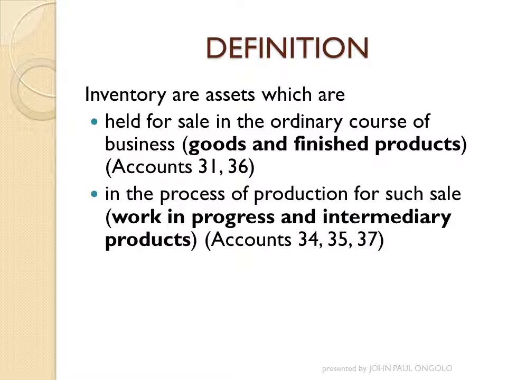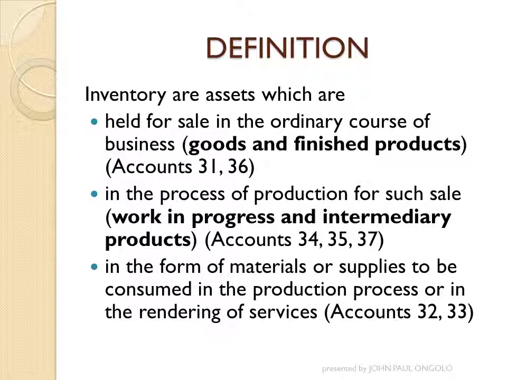Inventory can also be assets which are in the process of production, meaning work in progress, or services in progress, or goods in progress, or intermediary products. These are not the finished article, they are not the finished product yet, but they have already crossed the stage of raw materials.